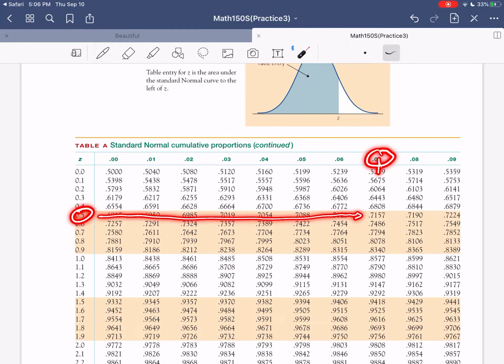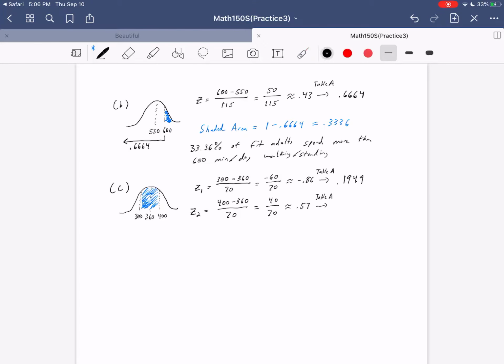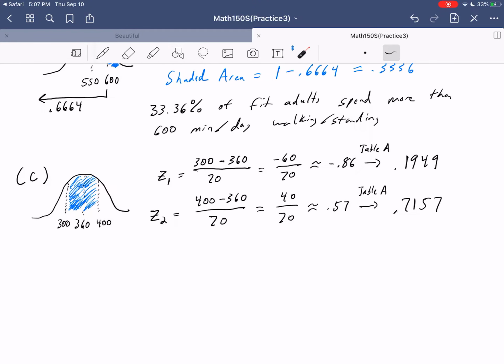So we put those together, and we get 0.7157. All right, now we can go ahead and put those onto our diagram. Remember, table A always tells you what's to the left. So we know that this stuff this way must be 0.1949, and this stuff this way must be 0.7157.